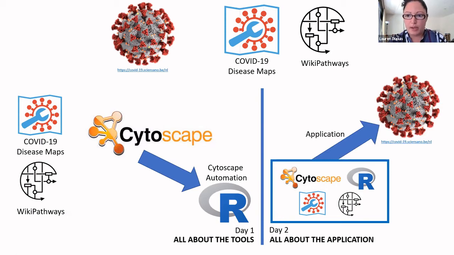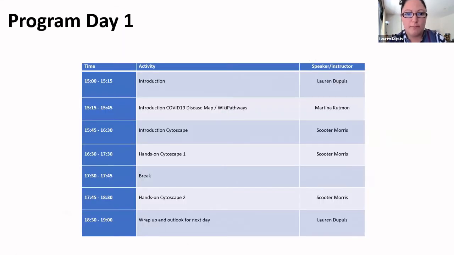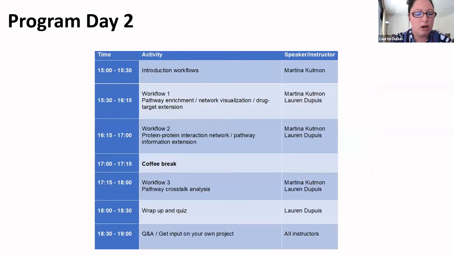And so the more detailed program, what we're going to get into today, I think we're already a minute behind, so I'll give the introduction briefly. As you see, I think all of you have access to this program. Next will be an introduction to the COVID-19 Disease Maps, WikiPathways, an introduction to Cytoscape, some hands-on, and some wrap-up. And then for tomorrow, it'll be really applying these tools in different workflows. So we'll have 3 different workflows for you to go through.